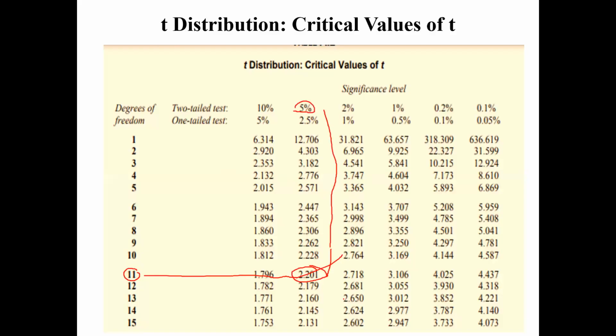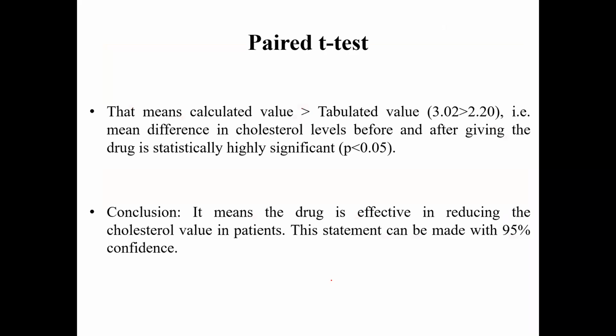Sometimes in examinations or in questions, the tabulated value 2.20 is given, so we can use the same. Otherwise, if it is not given and a table is provided, we can find it. But if the degrees of freedom is 11 and the level of significance is 5% with a two-tail test, we can use 2.20. We can remember it for examination purposes.